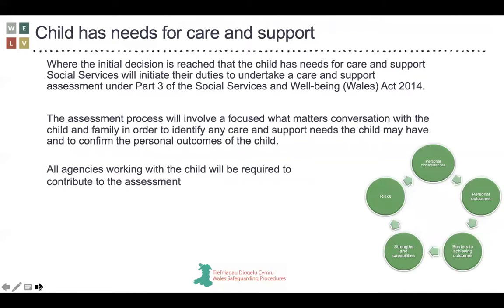If the second option is taken by social services that the child appears to have needs for care and support, they will be required to initiate their duties to undertake a care and support assessment under Part 3 of the Social Services and Wellbeing Act. The assessment process that's now undertaken under the Act is primarily focused on a what matters conversation with the child and family in order to identify any care and support needs the child may have and to confirm the personal outcomes of the child. The approach to the assessment and the what matters conversation is based on these 5 elements on the screen here.